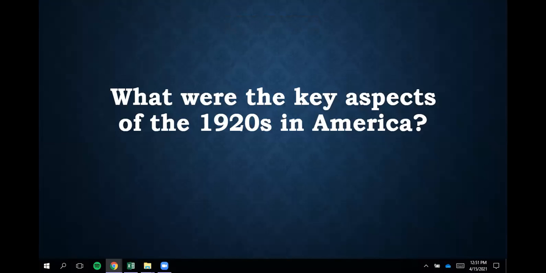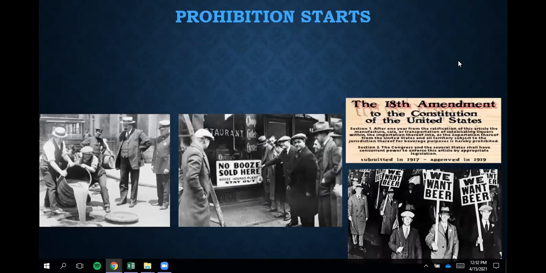Okay, what are the key aspects of the 1920s in America? So we've started talking about this already. Some of this is going to be recap, some of it's going to be new. What I'm going to do is try to go quickly through the things we've already talked about and then spend a little bit more time on the stuff that is new today. And then hopefully you guys will get to put some of the story together as we go. All right, so the first piece of the story with the 1920s is Prohibition. Who remembers Prohibition? Or what is Prohibition all about?